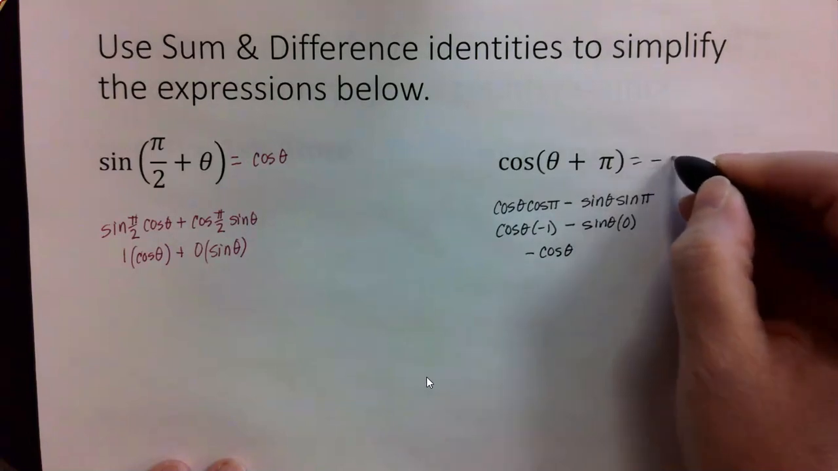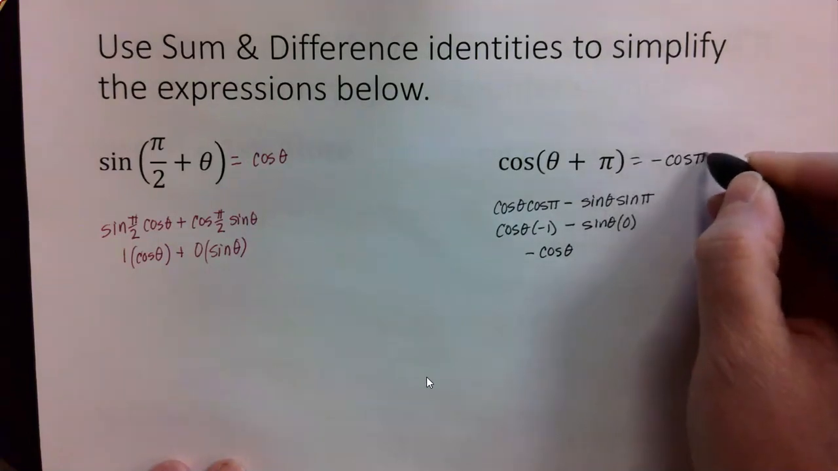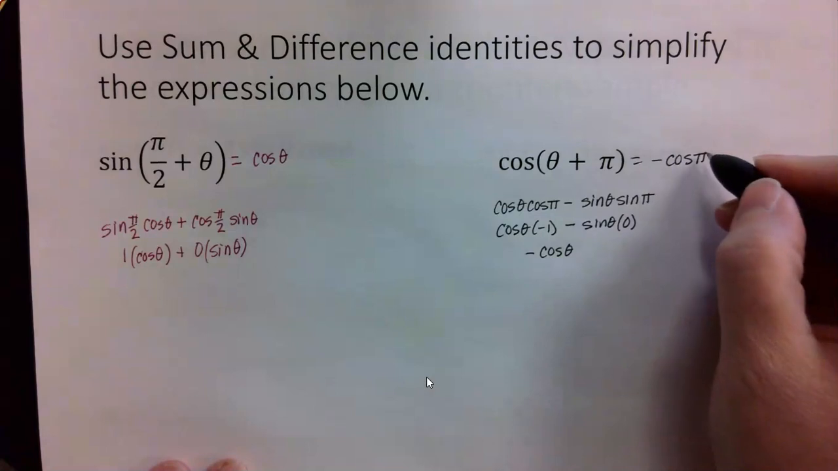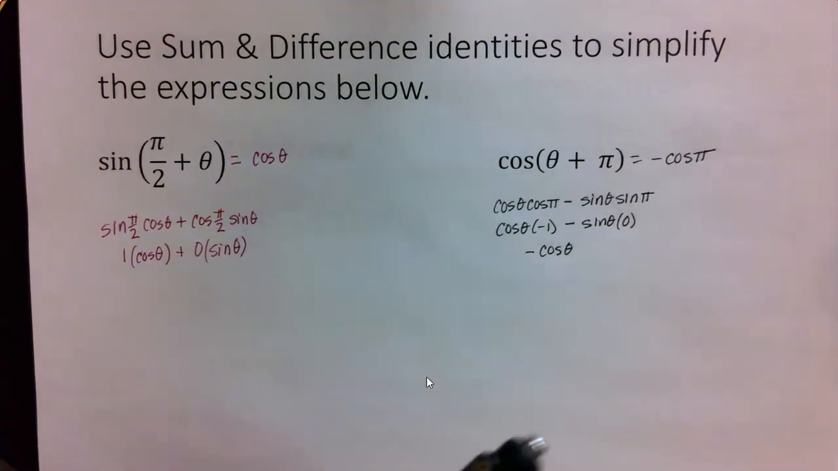And isn't that our half-turn theorem? So it's just a way that you can use these identities to come up with more identities.